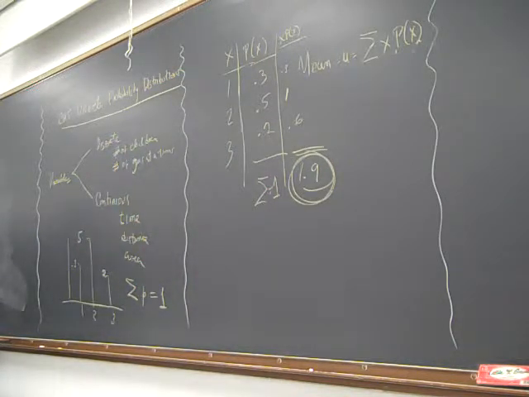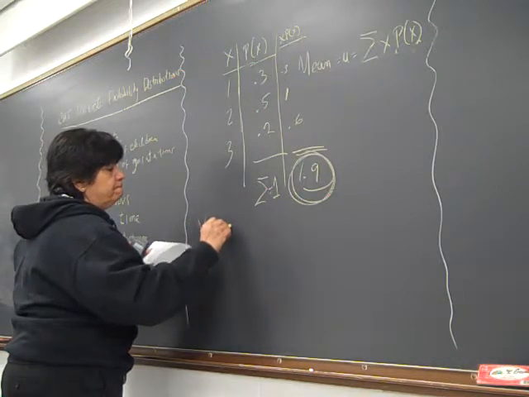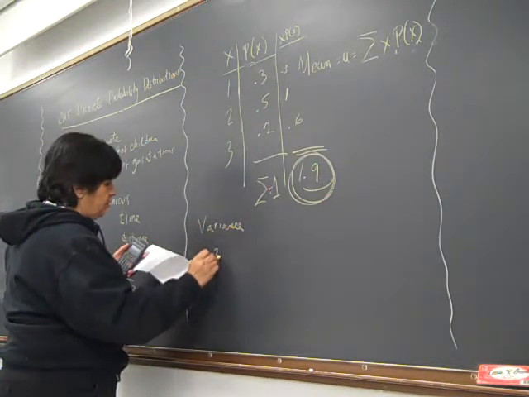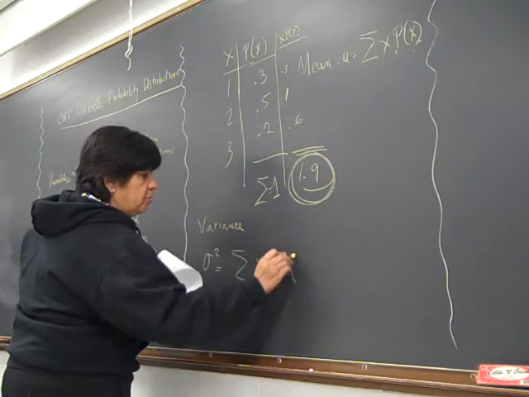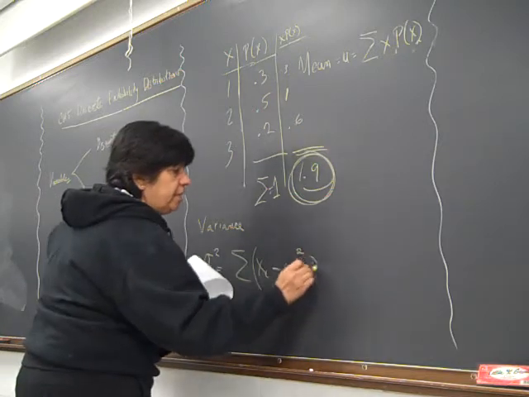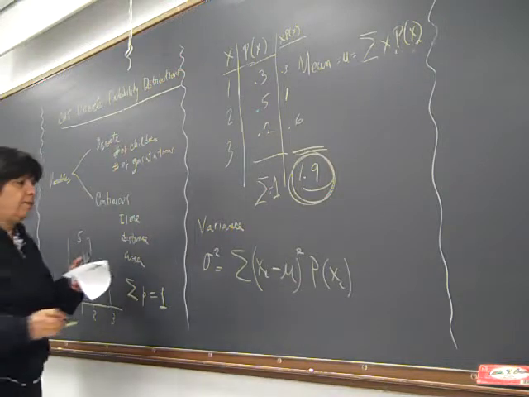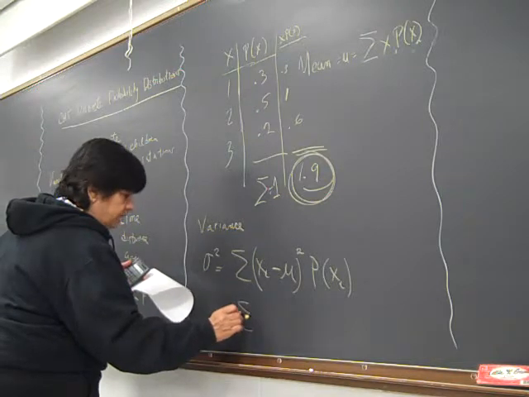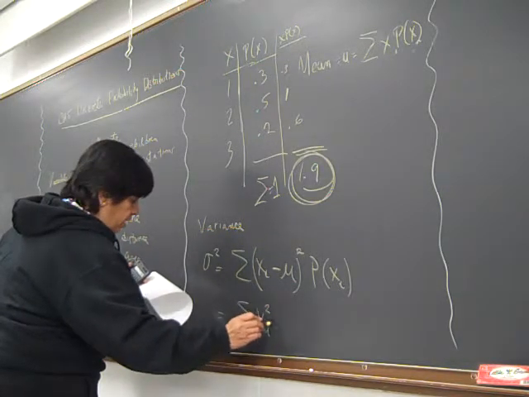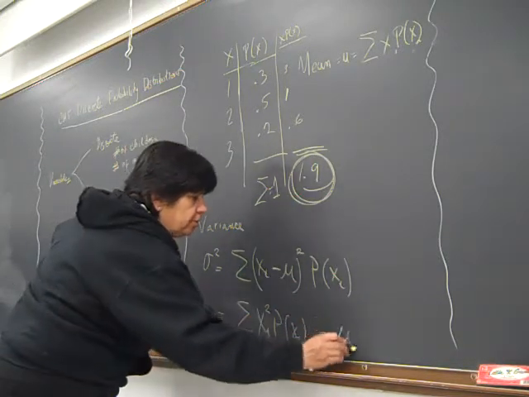What about the variance? The variance is a little bit more complex. The variance, sigma squared, is equal to the summation of x sub i minus mu, squared, times p of x sub i. There is a shortcut. Sometimes it's easier to use the shortcut: the summation of x sub i squared times p of x sub i, minus mu squared.